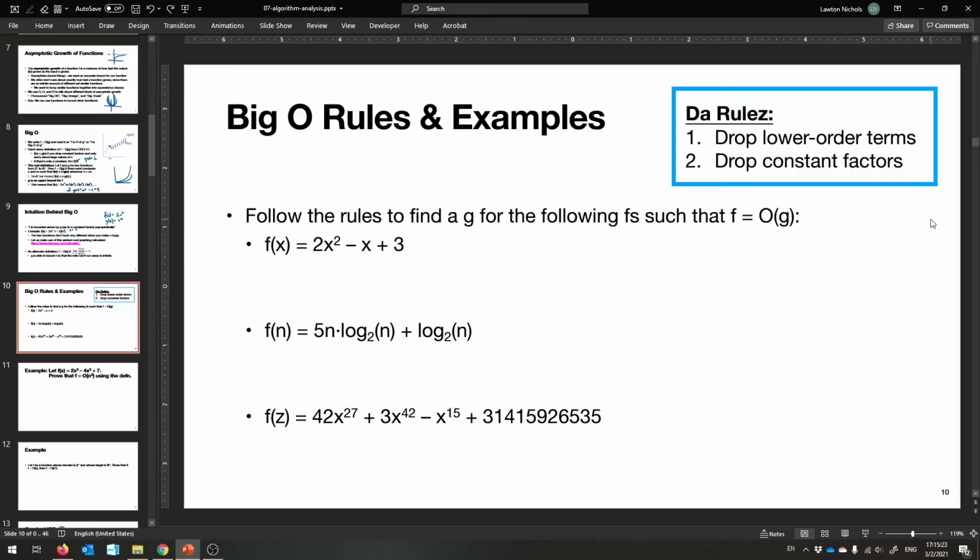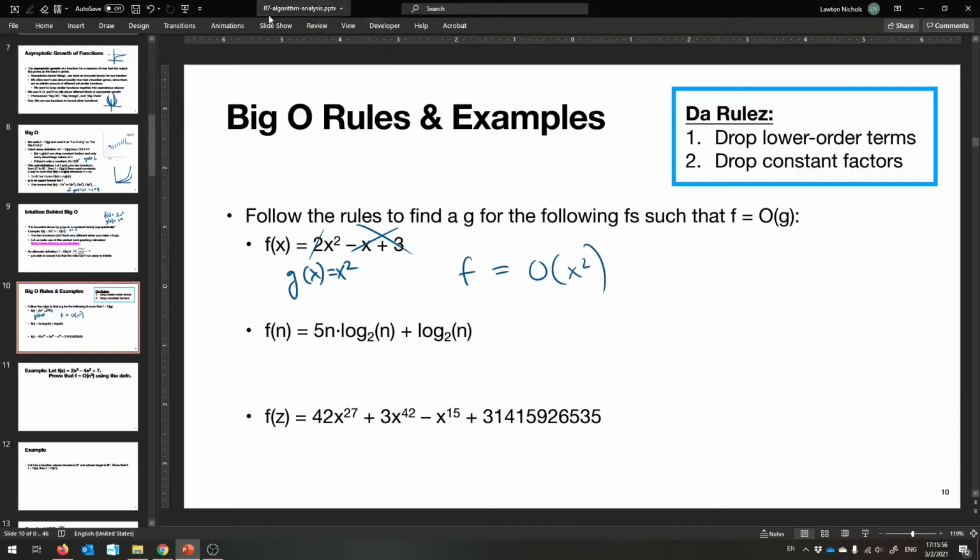Okay, so here we go. Here's f of x, 2x squared minus x plus 3. And so the first thing that we do is drop lower order terms, and then we drop constant factors. So g of x equals, let's see here, just x squared, right? That is what it is. Let me say that f is O of x squared. Yeah? That is the idea.